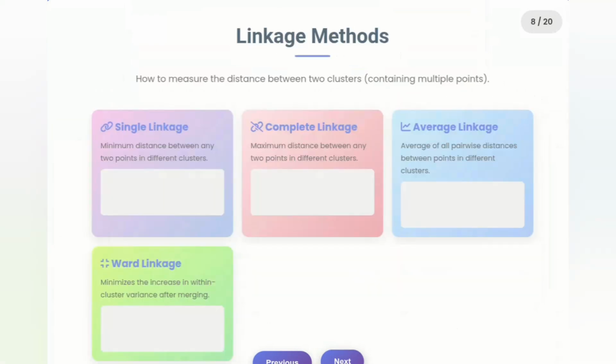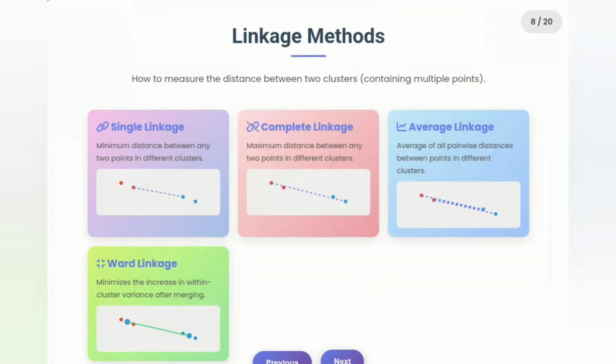Once you have individual point distances, you need to determine how to measure distance between clusters containing multiple points. Single linkage uses the minimum distance between any 2 points in different clusters. Complete linkage uses the maximum distance between any 2 points in different clusters. Average linkage takes the average of all pairwise distances between clusters. Ward linkage minimizes the within-cluster sum of squares when merging clusters. Each method produces different cluster shapes and is suitable for different types of data.